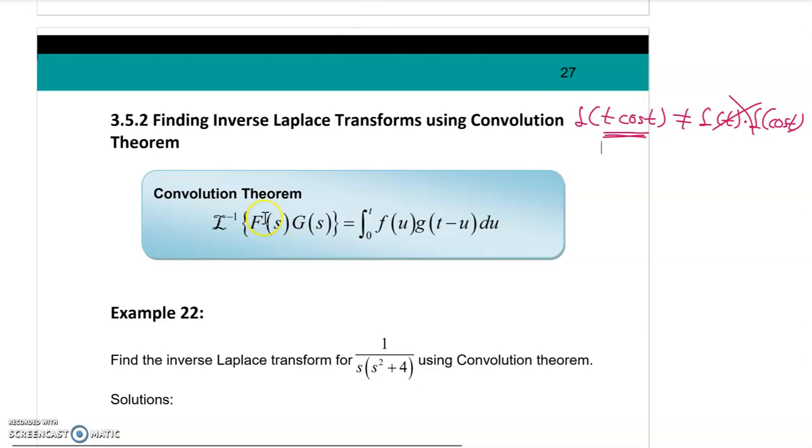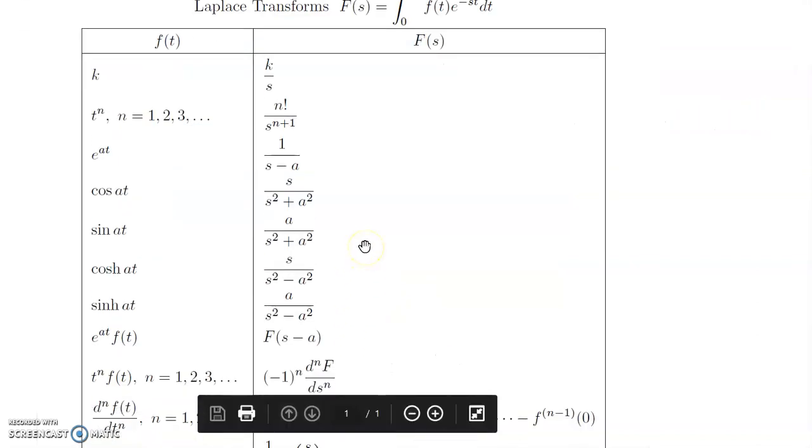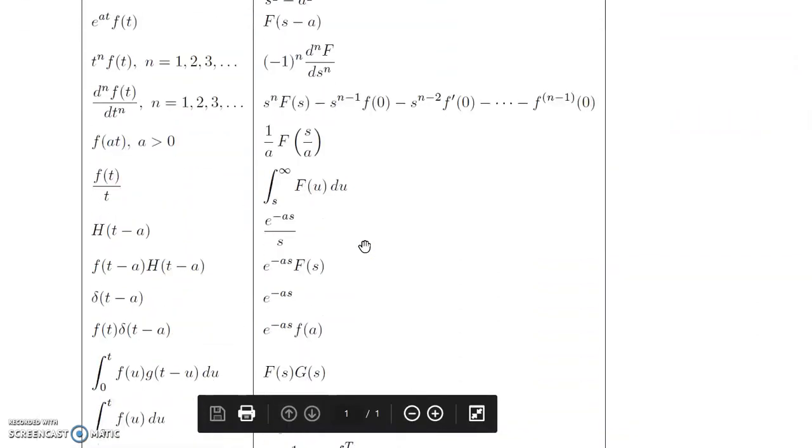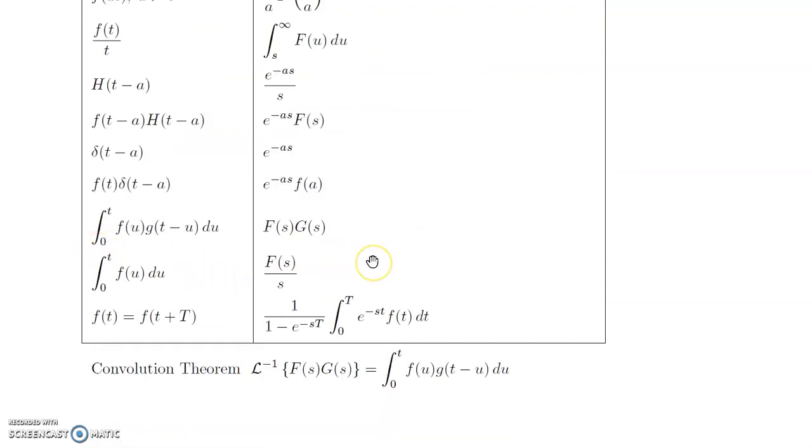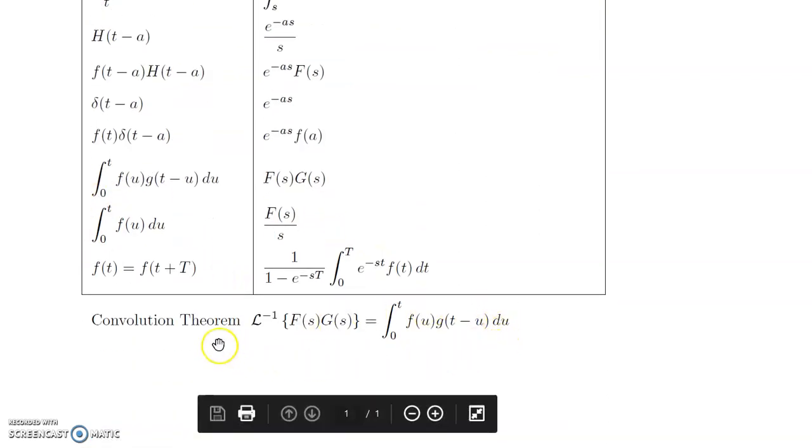So the convolution theorem says that the inverse Laplace of F times G is equal to the integral from 0 to t of f(u) times g(t minus u). This theorem is given in the table of Laplace, so you don't really need to memorize this one. In the table, where's the convolution? Here, the last line. So this is the convolution theorem.